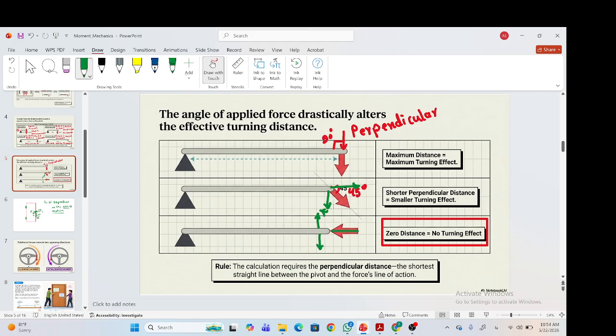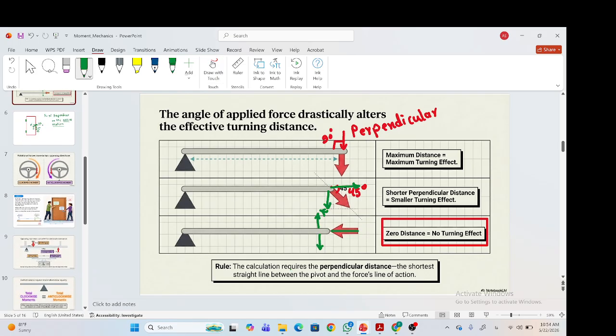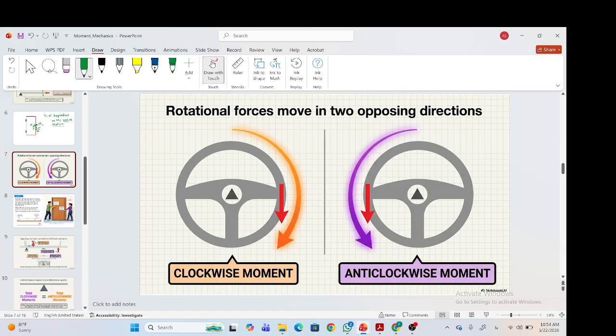So in moments we have 3 important points. First, the force must be applied at 90 degrees. Next, if you apply it at a specific angle, the force will be decreased. And if you apply the force at a 0 angle or 0 distance, the effect of the force will be equal to 0. So it depends on which direction you are applying the force.